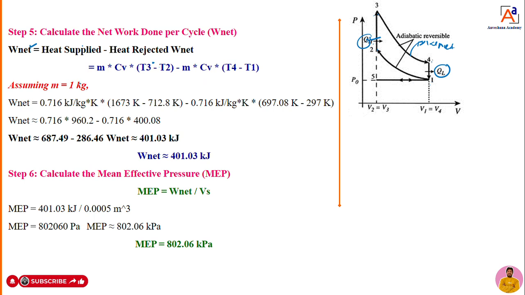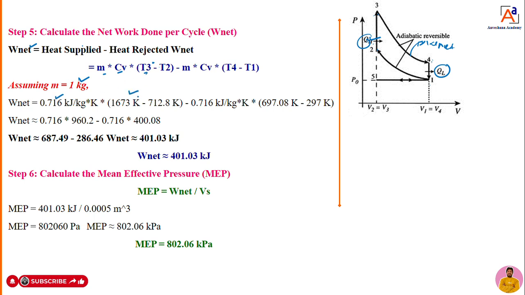So what is now? Substitute all the values here now. What is m value? You take it as 1 kg. Per kg you are doing calculations, hence m is equal to 1 kg. Yeah, fine. Next, what is Cv? Cv is nothing but the specific heat of air at constant volume, that is 0.716, that I will substitute.